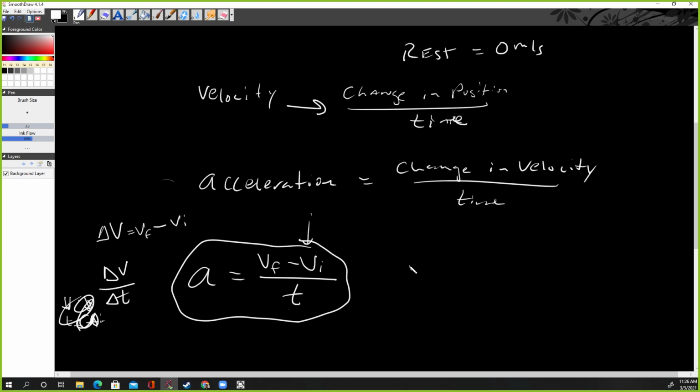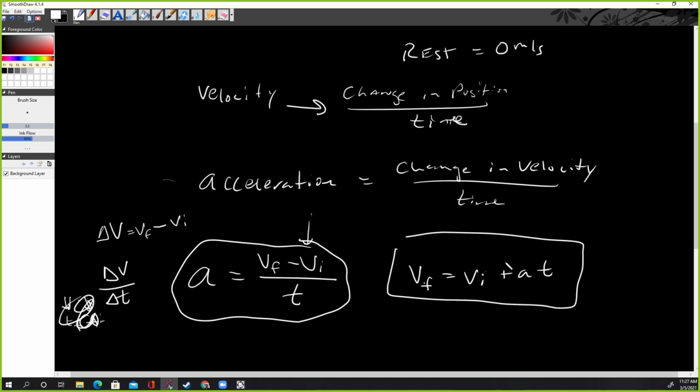But we can rearrange it because sometimes they want to know what speed you end up at, the final velocity. So we're going to solve for this algebraically. We're going to multiply by the t on this side and then add the VI. So VF is equal to initial speed, initial velocity, plus A times t. So if they want to know, hey, I started at this speed and I accelerated at this rate for this amount of time, this is the final speed you're going to end up at.